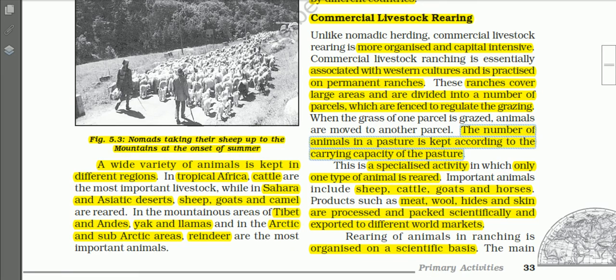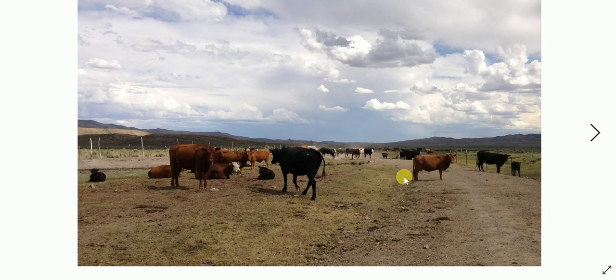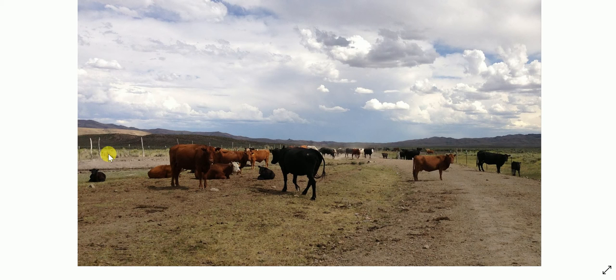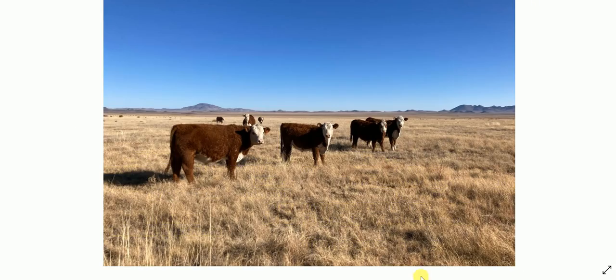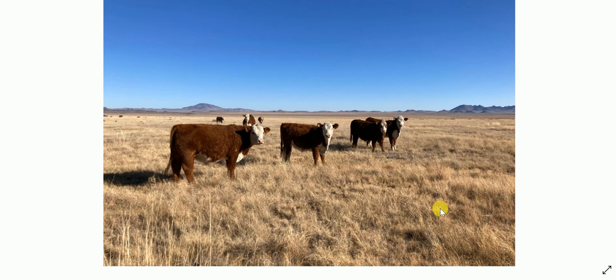Another photograph also there. So this is another photograph of ranching. I think here also you'll find this fencing. Okay, and one more, actually here we don't see any fencing. Okay, it is seen from Mexico.